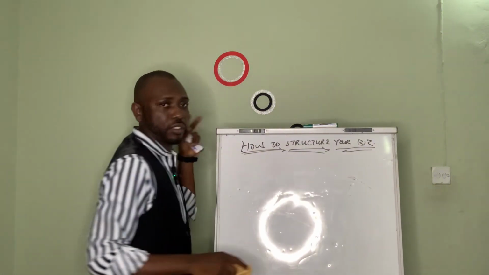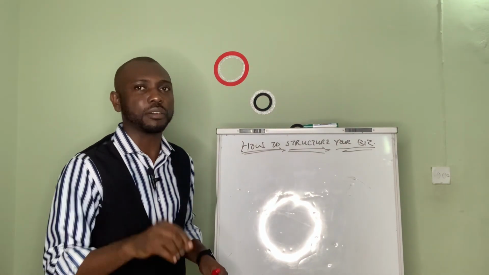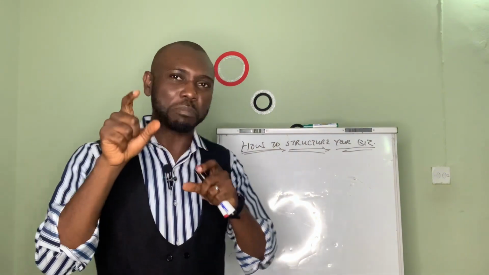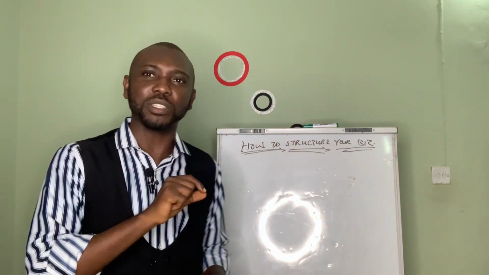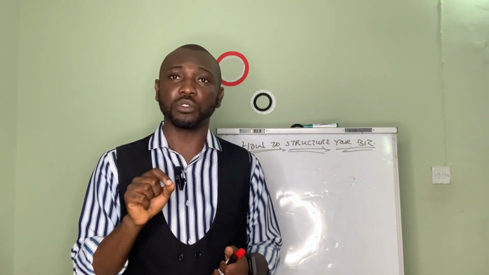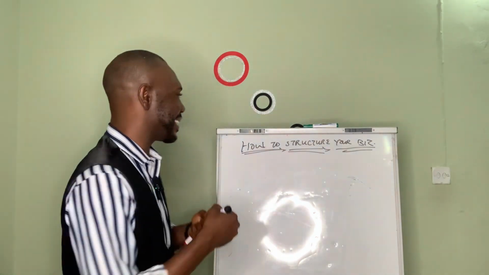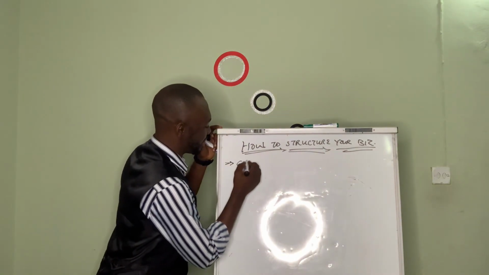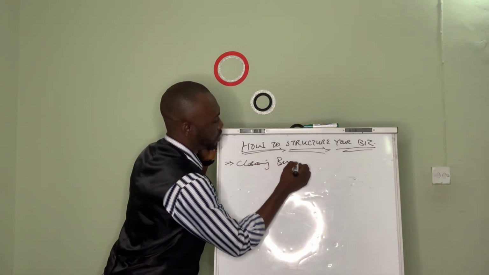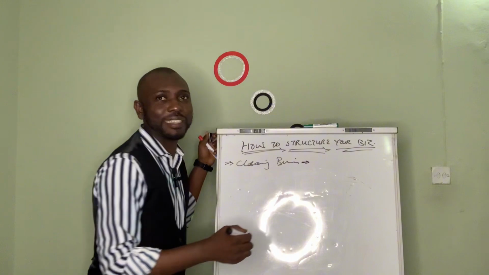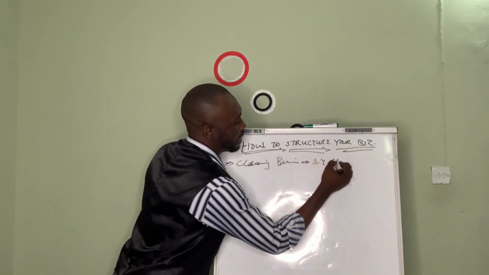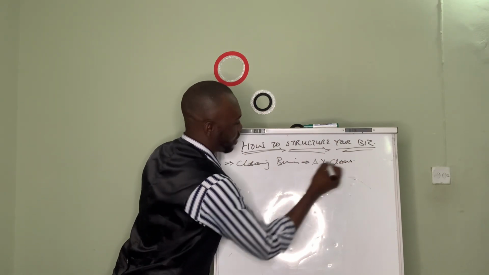So when we want to structure our business, meaning put systems in place, let's start with the service-based business, then we'll jump to the product-based business. For the service-based business, we're talking about a cleaning business. Say we name this cleaning business AY Cleans. So this is AY Cleans.